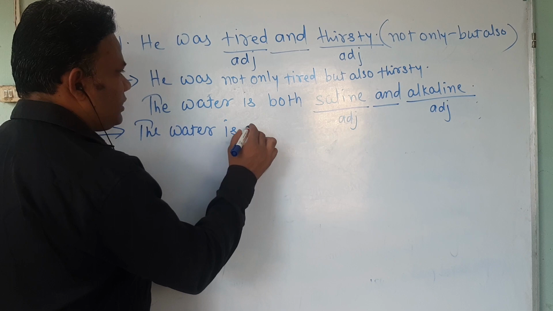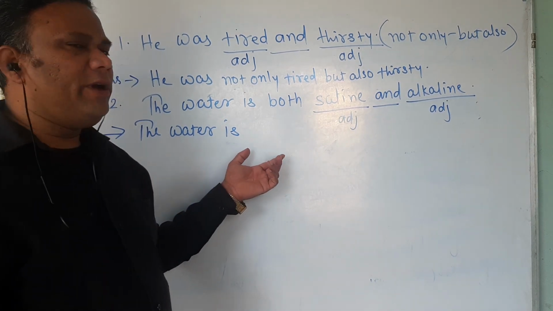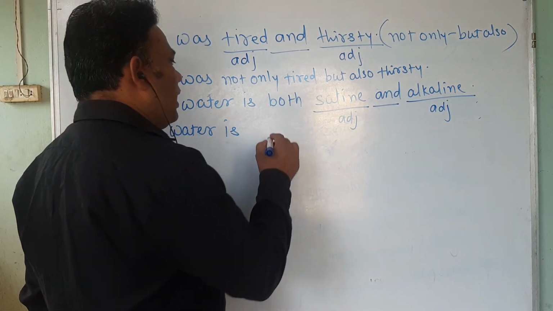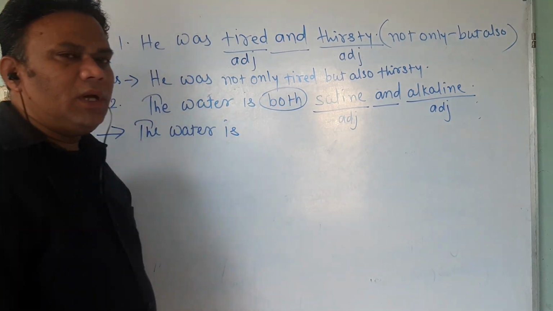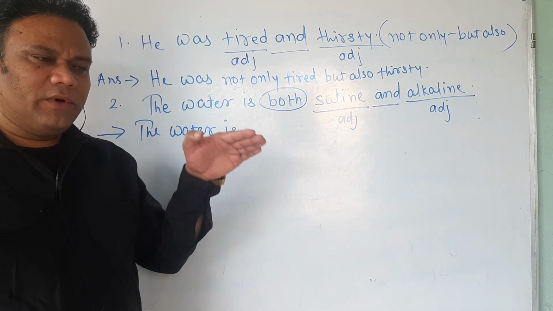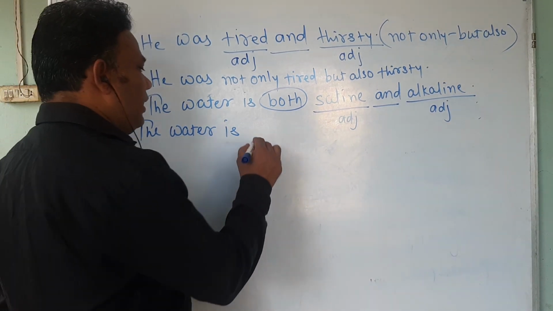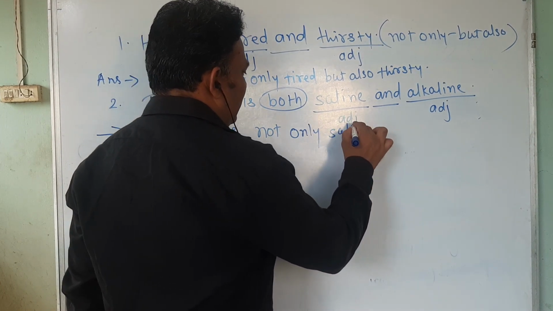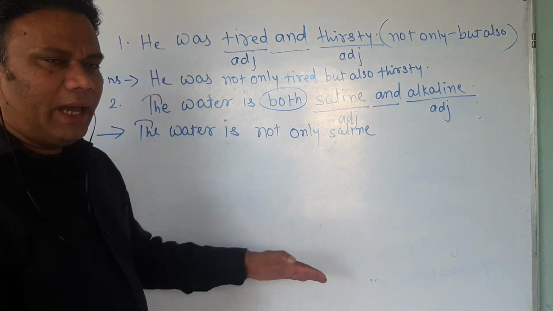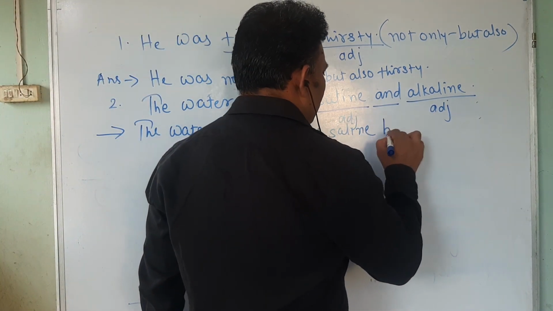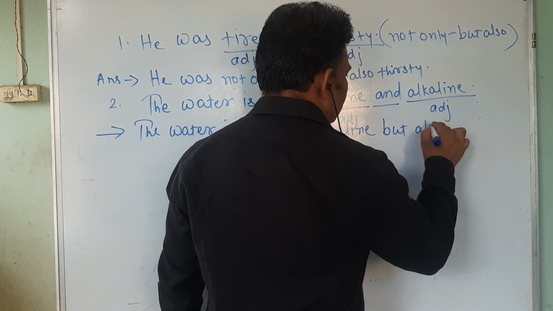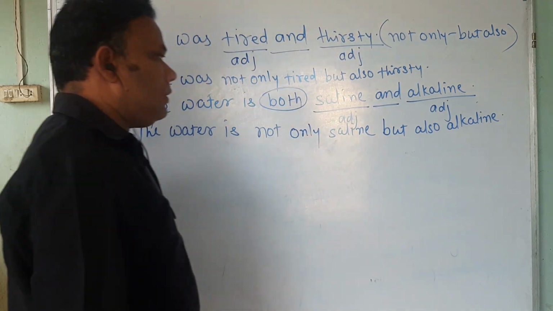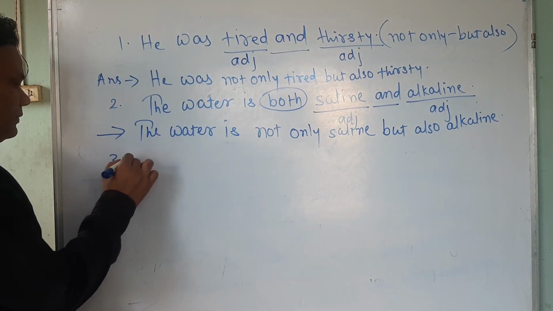So the answer will be: the water is. Now one more important point is there. Whenever we are using not only but also, in the answer we cannot use the word "both". We have to cancel the word "both". The water is not only saline. Now by cancelling "and" we have to use but also, but also alkaline. Now see one more sentence.